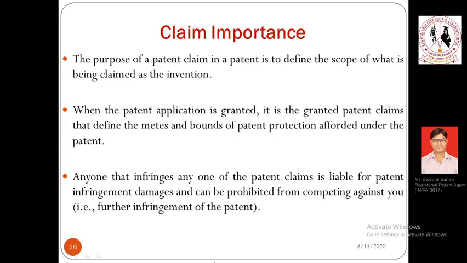When the patent application is granted, it is actually granting the claims of the invention and not the other parts of it. So claims actually are the deciding factor. What is the scope of your invention? What are the boundaries of your invention? You can write anything under the sky in the specification, but the claims always have to be specific and precise, right? This is very important.